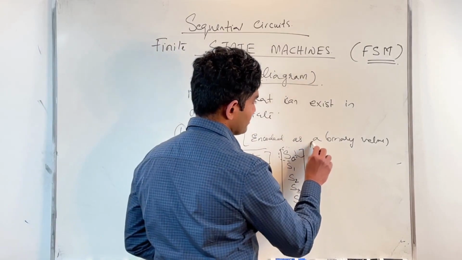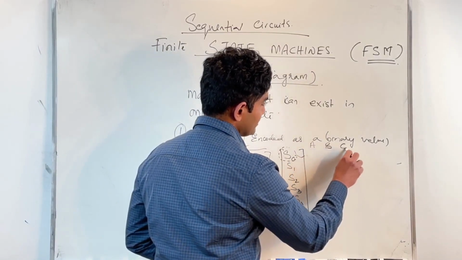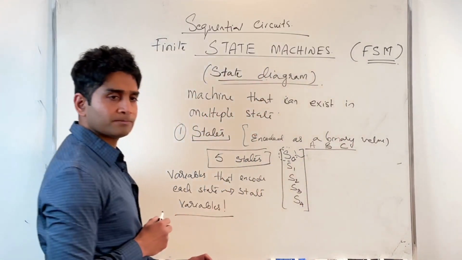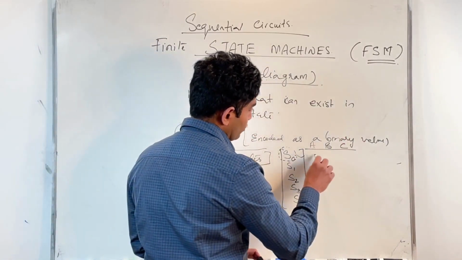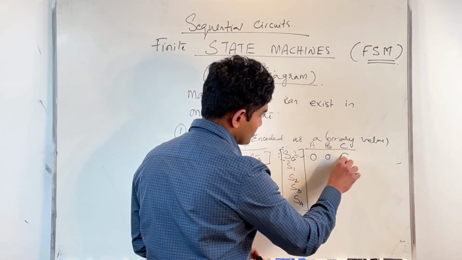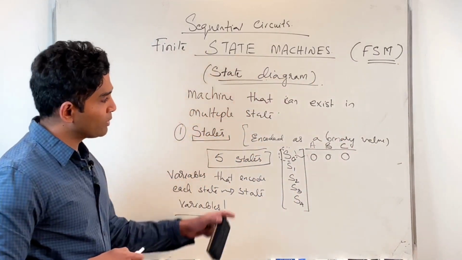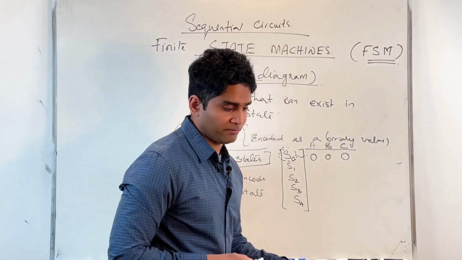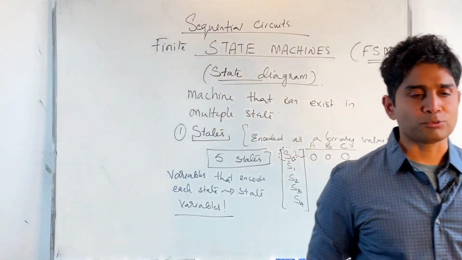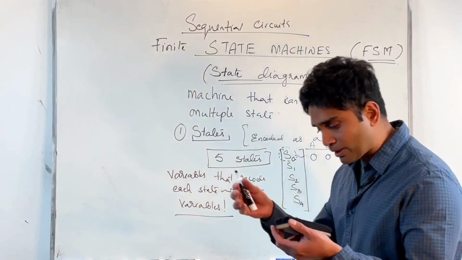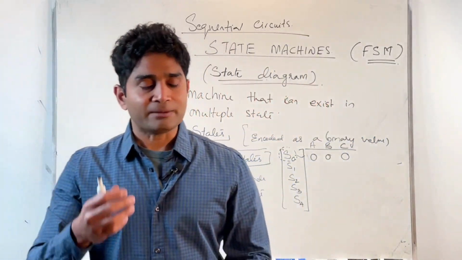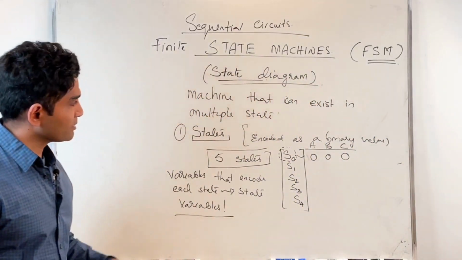So let's say A, B, C are my state variables. I would encode, let's say, S0 as 0, 0, 0. So when I look at the value of ABC, if I find that value to be 0, 0, 0 at a given instance of time, that means I know that particular machine at that particular instance is existing in S0 state.